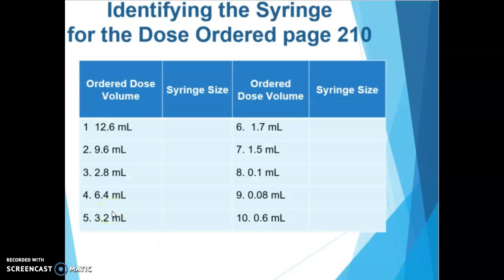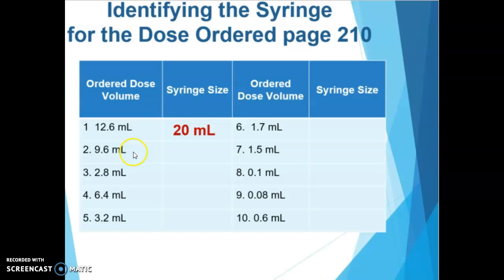On page 210 in your book, you've got this chart where if I give you the ordered dose that we have to give, I need you to tell me a syringe size. Okay, so like a 12.6 milliliter, I can't fit that into a 10 ml syringe. I'm going to have to go bigger. There's not a 15 ml syringe, so be careful. It goes from 3 to 5 to 10 to 20 after that. So we'd have to use a 20 ml syringe.